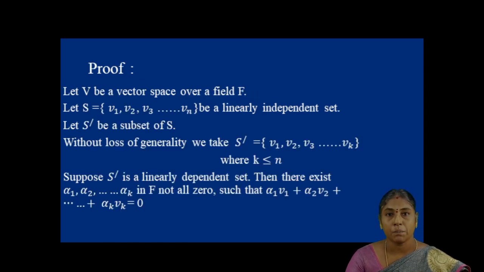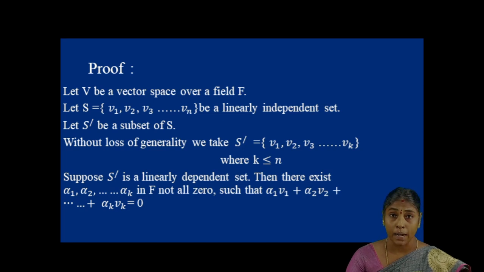Let V be a vector space over a field F. So, we first choose a vector space over a field F, and then let us choose a subset S which is linearly independent. We choose the subset S as v1, v2, etc. vn, which is a linearly independent set in V over F. Now, let us choose another subset S dash of S. We have to prove that this S dash is also linearly independent.